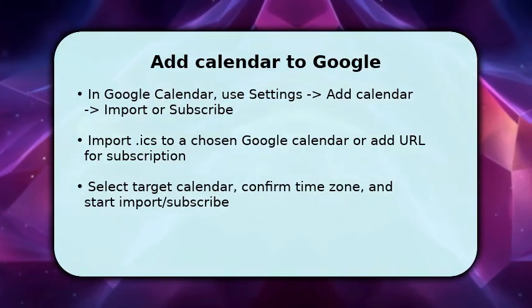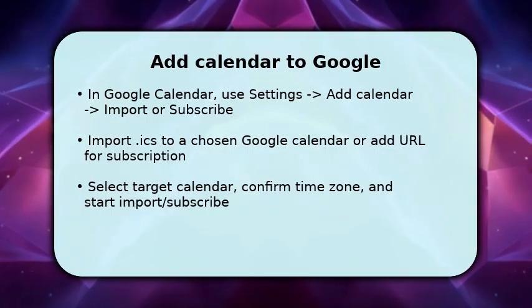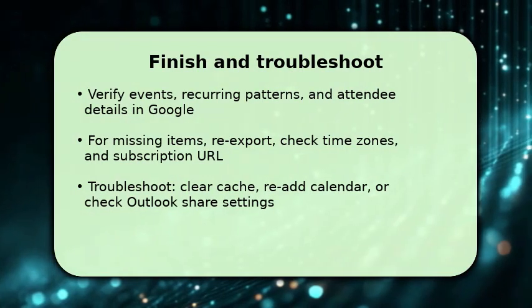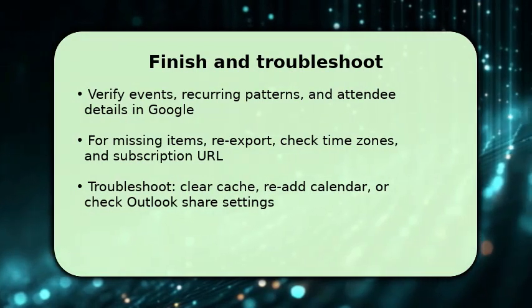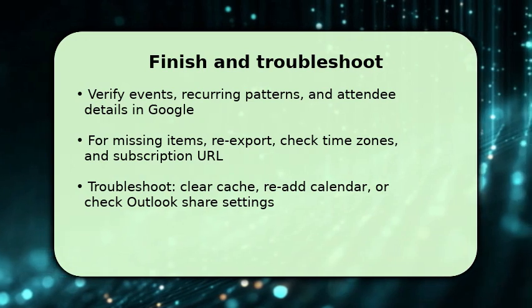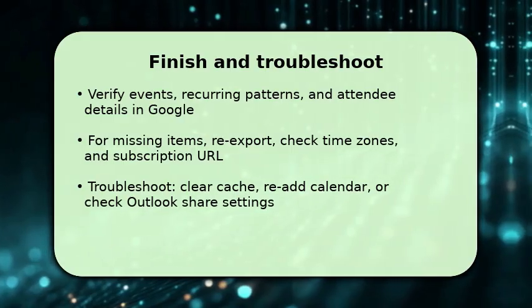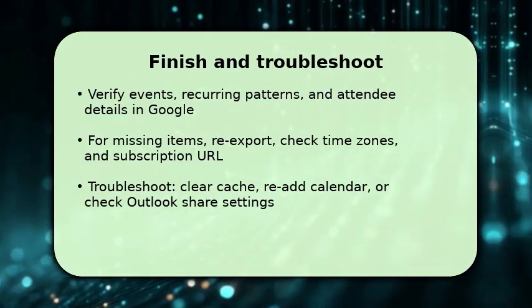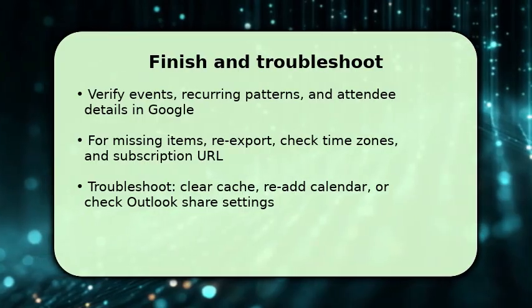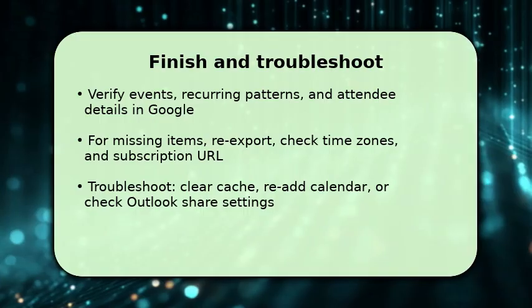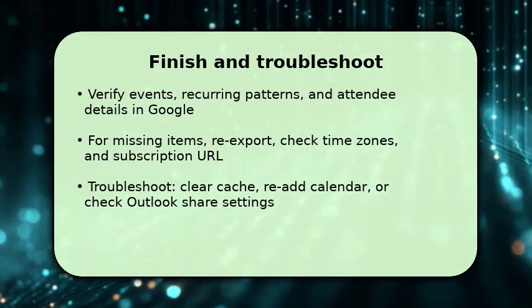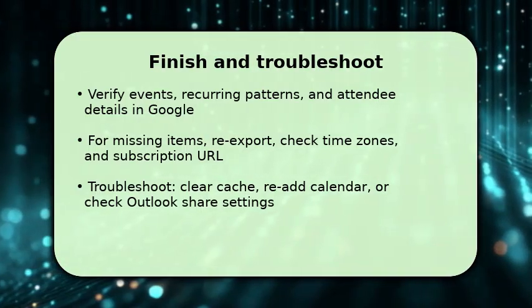After import or subscription, verify that events, attendees, and recurring rules match expectations. Open a few events to inspect details. If items are missing or dates shifted, recheck the exported ICS or subscription URL and confirm both calendars use the same time zone. If subscribing doesn't update, try clearing browser cache or re-adding the URL.